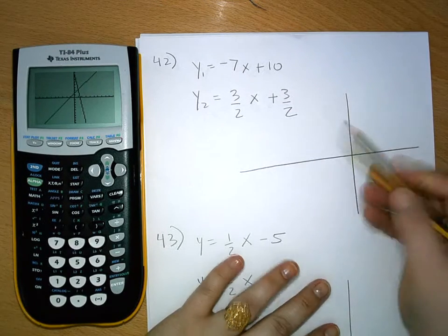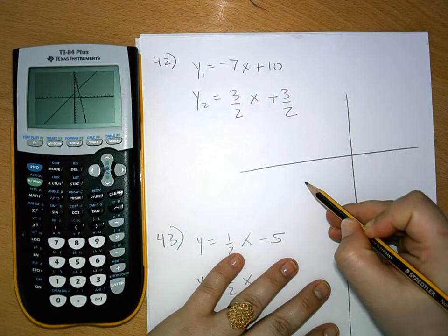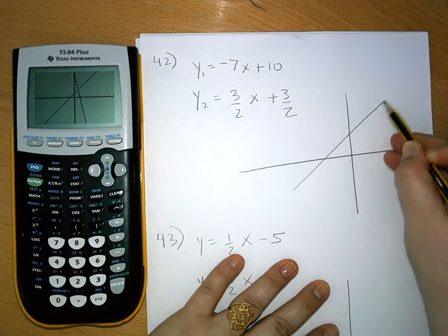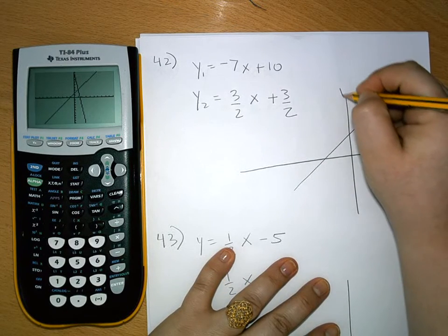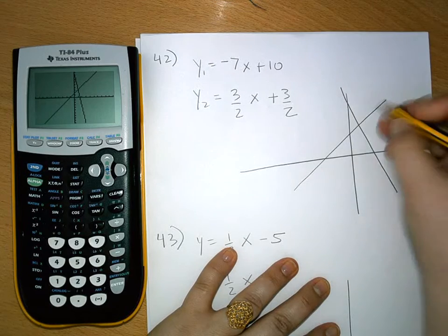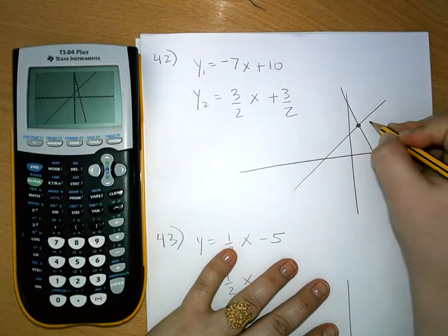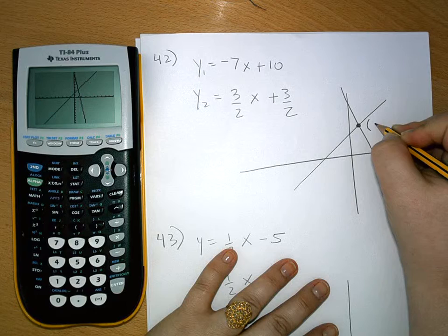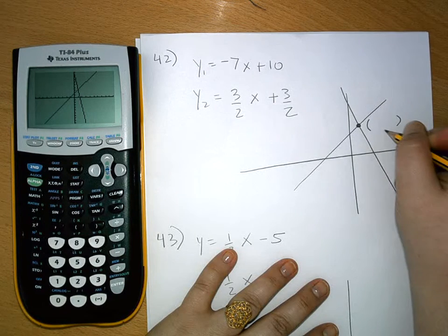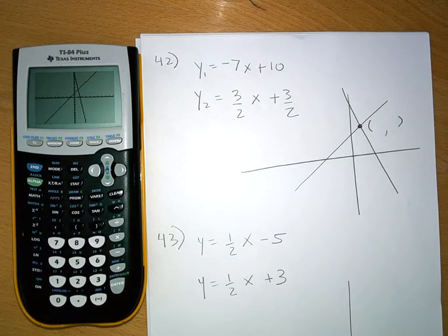Next, I'm going to just copy this graph as best as I can. No increments, no nothing. It's just a really good estimate sketch. And I'm going to put in a space so that I can put in my intersection there, the solution.